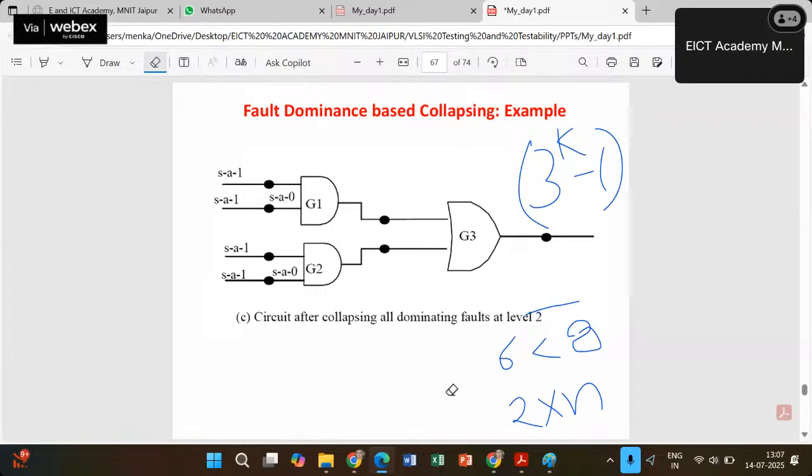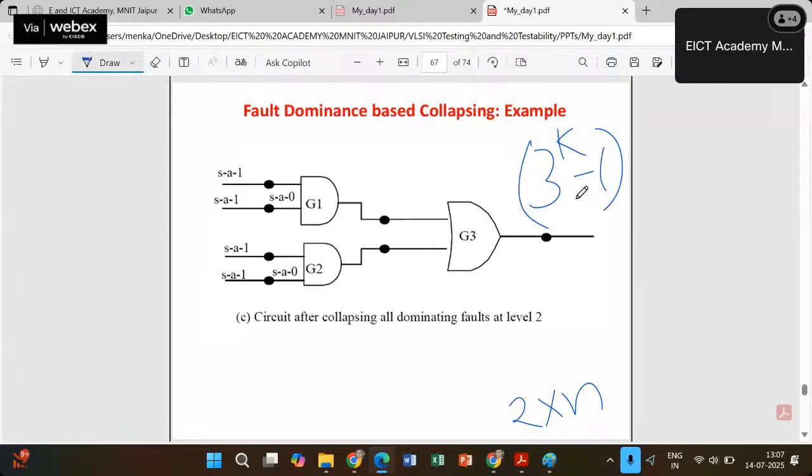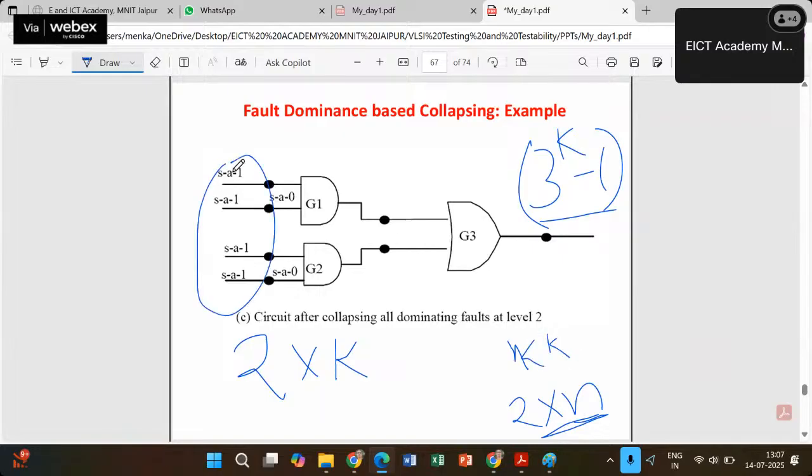So there were multiple stacked faults. We figured out that multiple stacked faults can be covered with the help of single stacked faults only. So this number we have reduced first of all to 2 into the number of branches, and from there 2 into the number of inputs, because inputs are even lesser than the branches. For example, in this particular case, what is the k number? These are the 4 branches, 5, 6, 7.